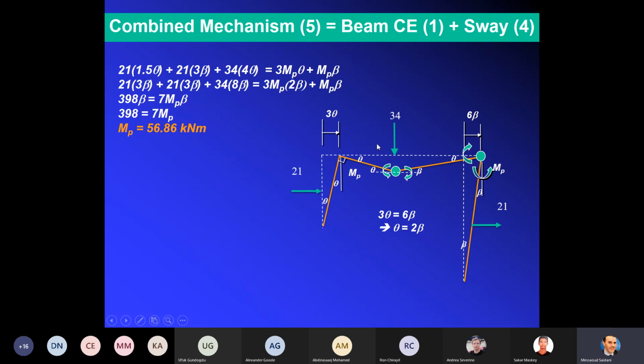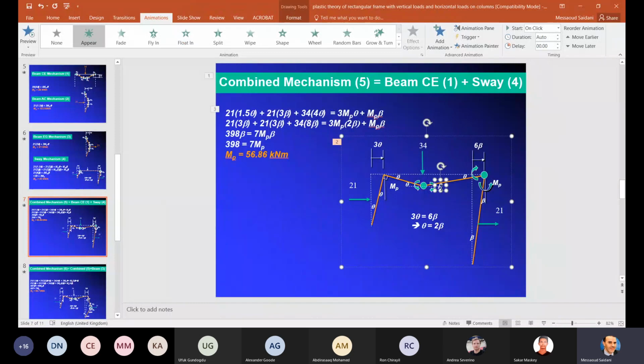And the MP theta, have I made a mistake here? I think, no, this is here, sorry. This should be theta, isn't it, here?